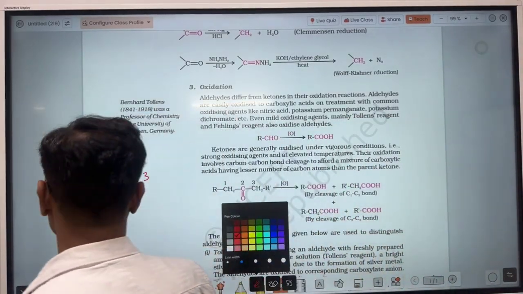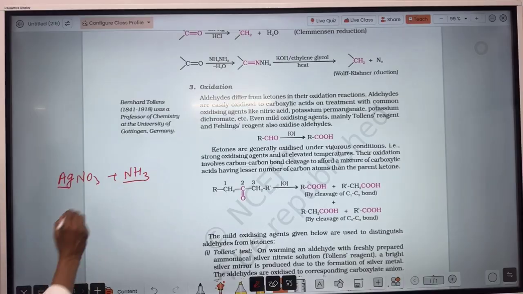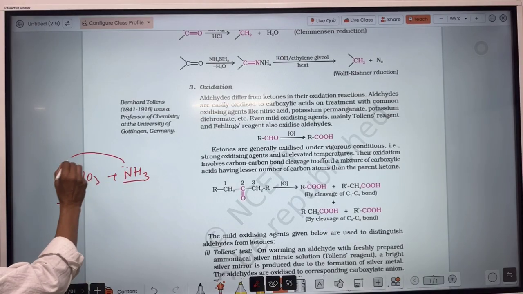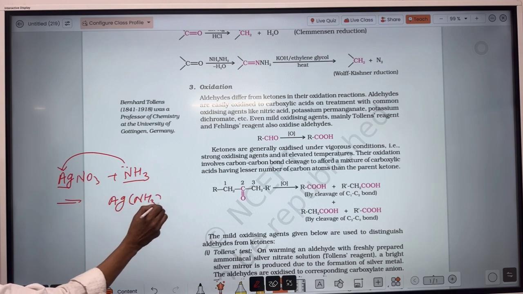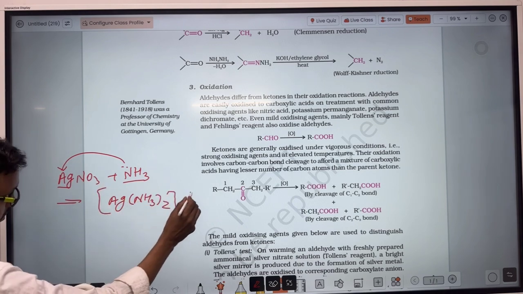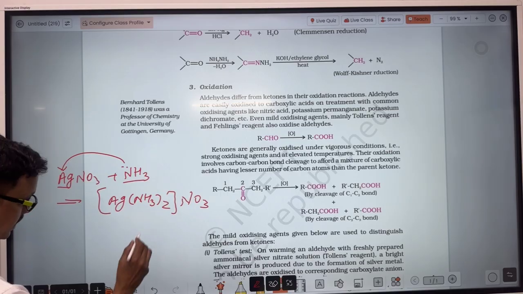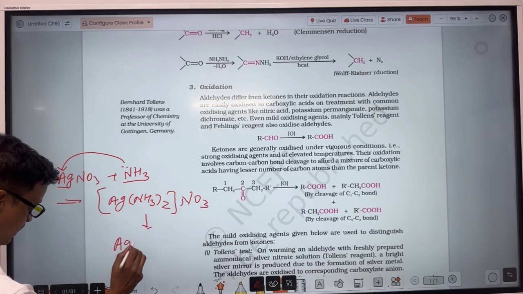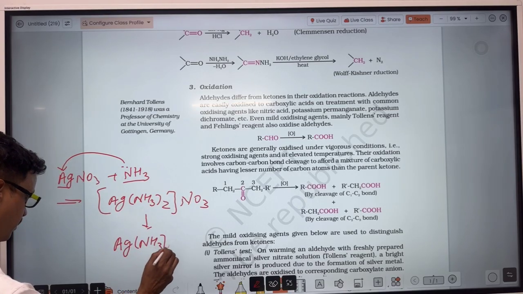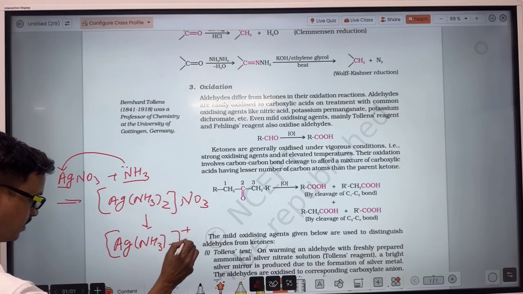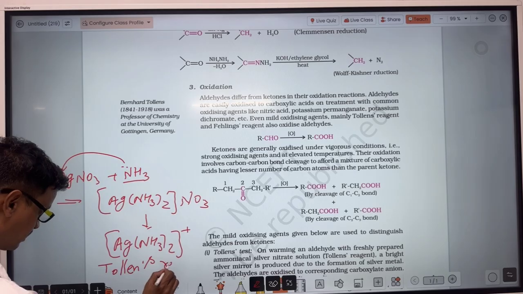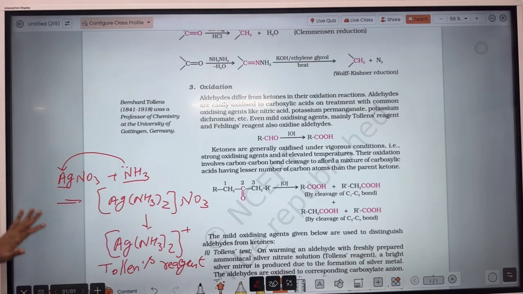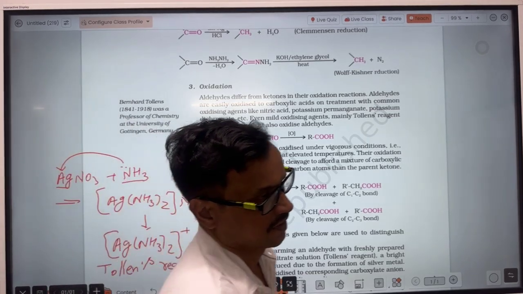So now what happened? When ammonia dissolves in silver nitrate, ammonia will donate its lone pair to the silver here, which becomes Ag(NH3)2, and then NO3, which can also be written as Ag(NH3)2 with a plus charge. This one is Tollens reagent.